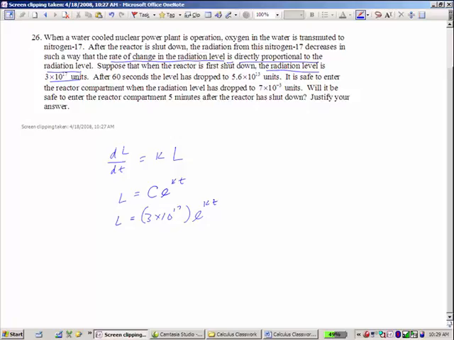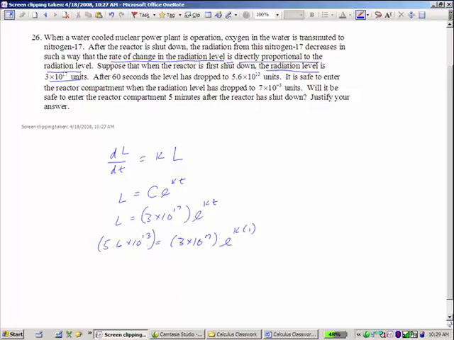All right, Julia. After 60 seconds, the level has dropped to 5.6 times 10 to the 13 units. All right, so they've given us another piece of information. That's 1 minute. So do you want to be in seconds or minutes? It says minutes at the end, so let's stay in minutes. Okay, that's fine. So we know that the level is 5.6 times 10 to the 13th when t is 1.